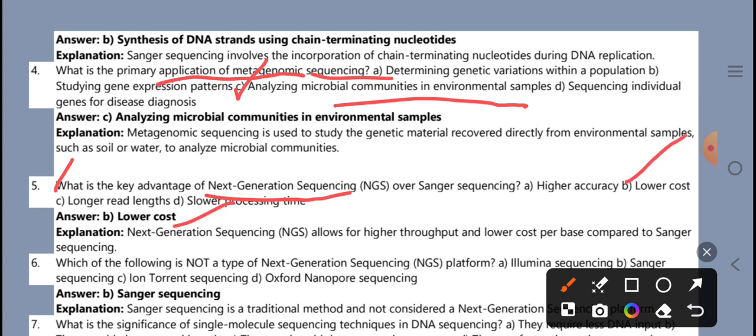Question number 6, which of the following is not a type of next generation sequencing? So there are 3 types: Illumina sequencing, Ion Torrent sequencing, and Oxford Nanopore sequencing. So option number B is the right answer to this question, Sanger sequencing.